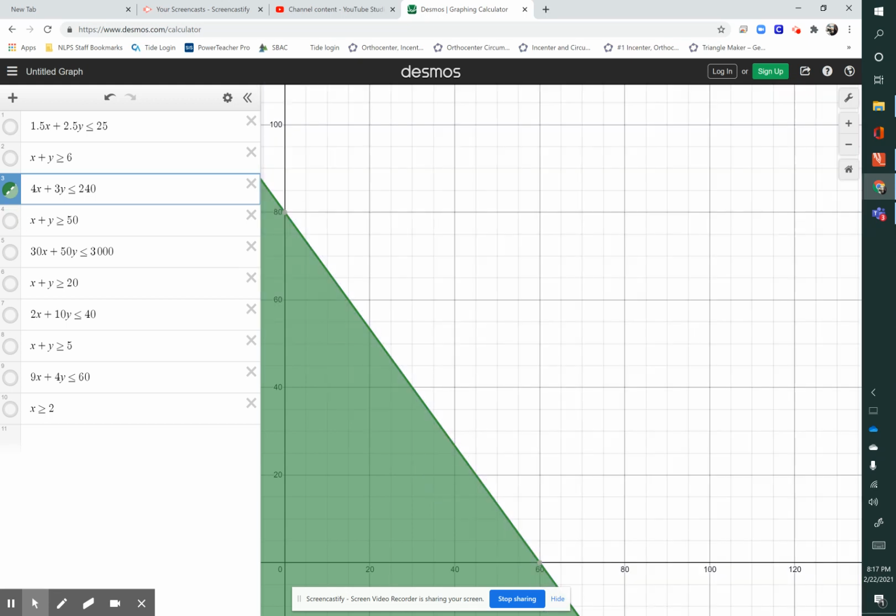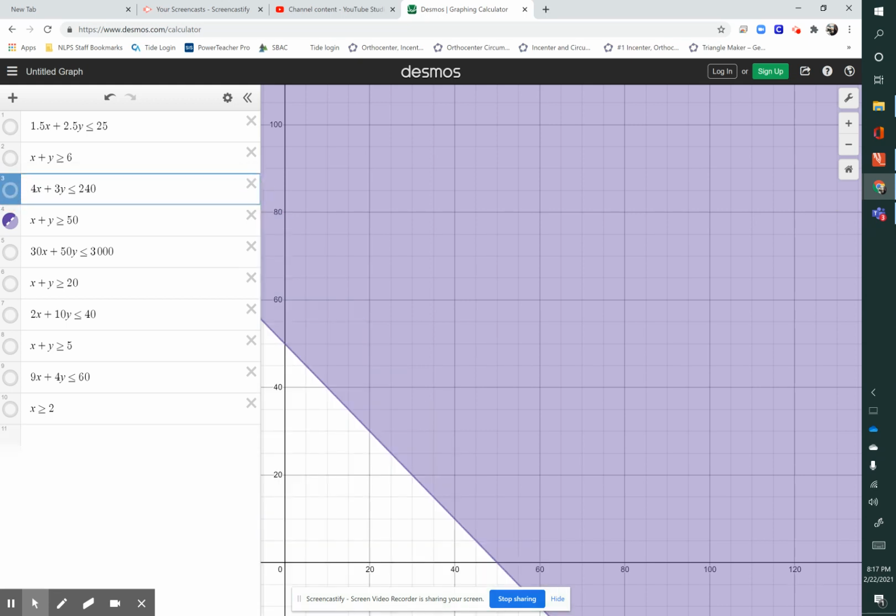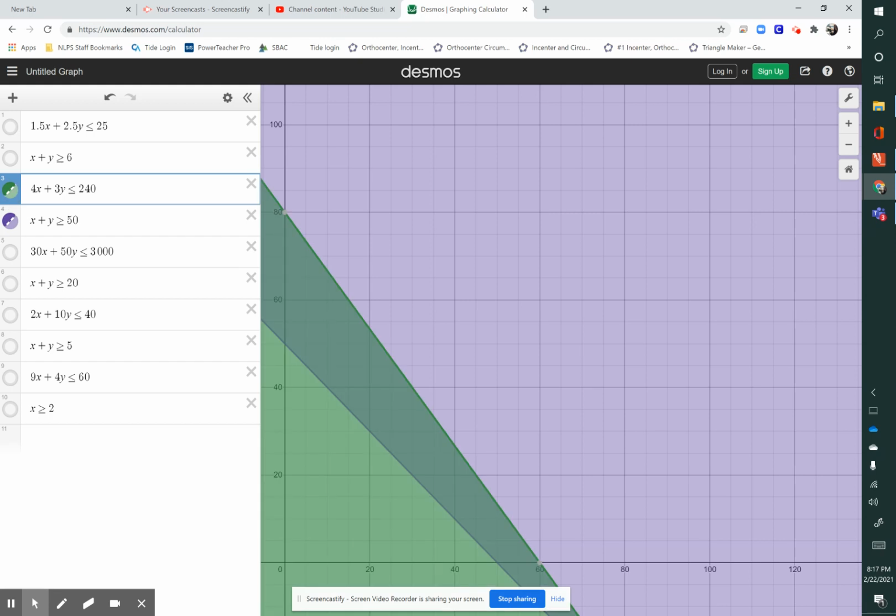So I'm going to turn off the second one. This is the first inequality, 4x plus 3y is less than or equal to 240. Here's the second one. And because we have less than or equal to, we have a solid line. So here's the second one. I'll turn off the first one so you can see the second one. And then when I turn them both on, you can see this overlapping region here satisfies the parameters of this problem.